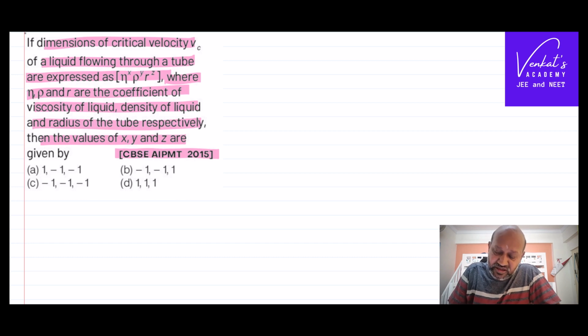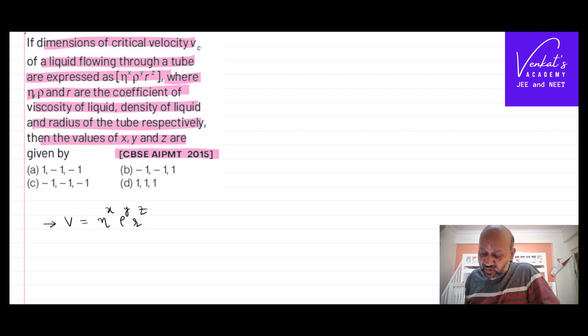That's the question, right? It is simply depending on a concept called the principle of homogeneity, where it is given that velocity can be expressed as some constant into eta power of x, density power of y, radius power of z. That constant has no relevance because we are only talking about dimensions but not physical values, so I'm not writing that here.